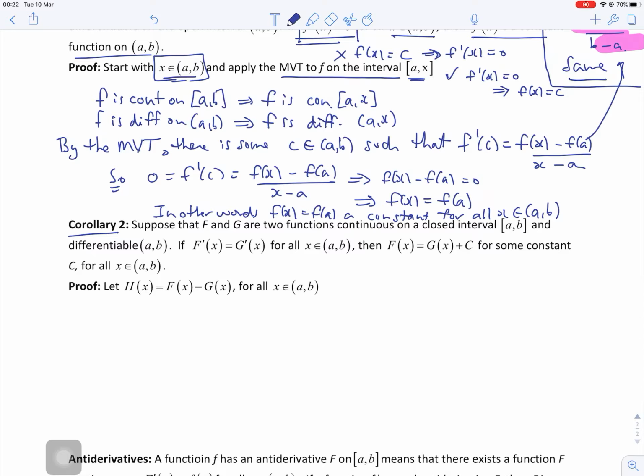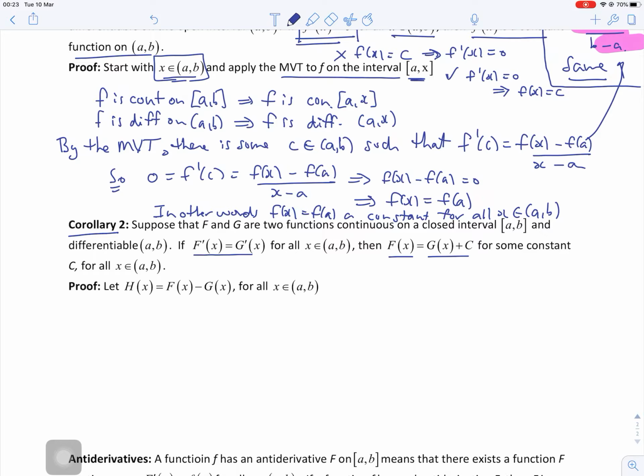Another corollary of the mean value theorem, actually a corollary of the corollary, because we're going to use corollary 1 to prove corollary 2, is this: suppose that f and g are two functions that are continuous on a closed interval AB and differentiable on the open interval AB. If f prime of x is equal to g prime of x for all x in AB, then it must be that f of x is equal to g of x plus a constant. Basically, if the slopes of the tangents are equal for two functions over all values of x in some interval, then the two functions must only differ by an additive constant. In other words, one function is a vertical translation of the other.